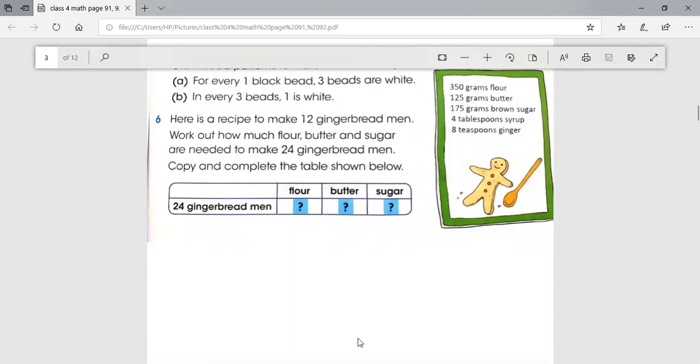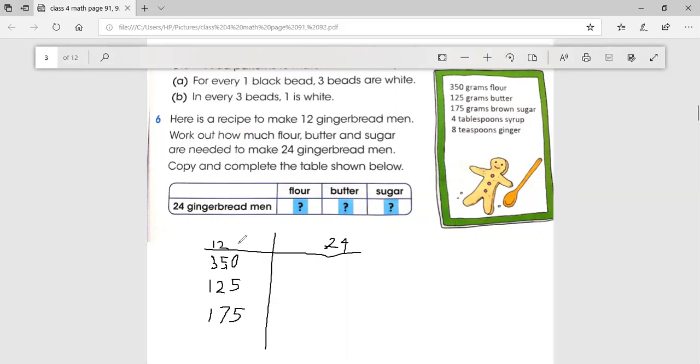So here it's easy. This is for 12 gingerbread men, and we want to find out for 24. That means flour is 350, butter is 125, and brown sugar is 175.